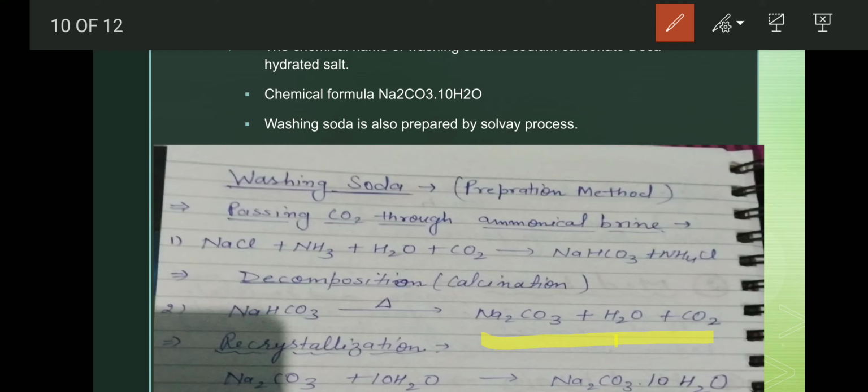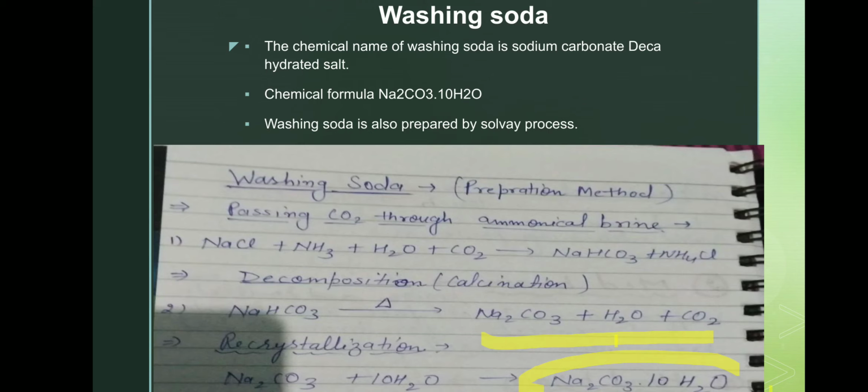So this CO2 which is released is a very important gas, and a characteristic feature of this is the strong heating. The last step of the preparation is recrystallization. The water molecules which are released are added to this sodium carbonate and form Na2CO3·10H2O. This is known as sodium carbonate decahydrate. Deca means 10 water molecules are attached with it. Fine class.